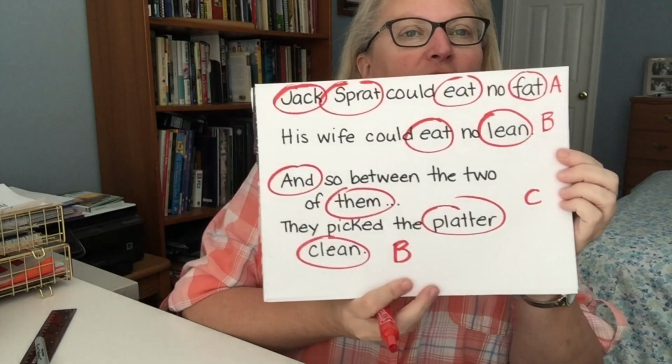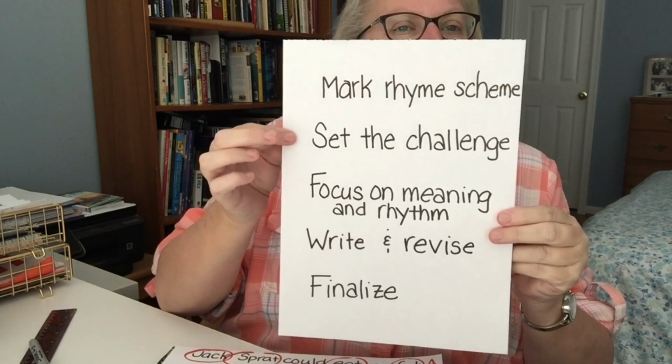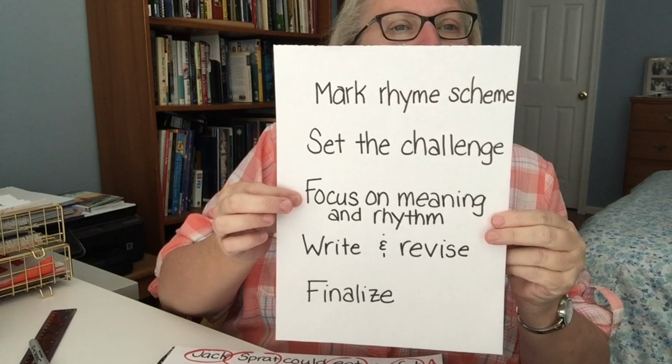So just to help me along this line, I'm going to go through and circle every word that has an A in it in Jack Sprat, because look at all the rewriting I'm going to have to do, and I'm going to have to be kind of clever about this. Once you set the challenge, take some time and really remind yourself about the meaning of the poem and its rhythm.